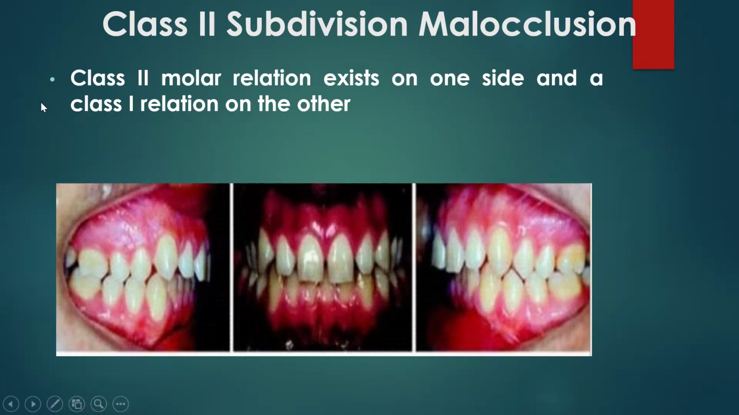Another subclassification of class 2 is class 2 subdivision. That is where there will be class 1 on one side and class 2 on the other side. So this could be stated as class 2 subdivision.